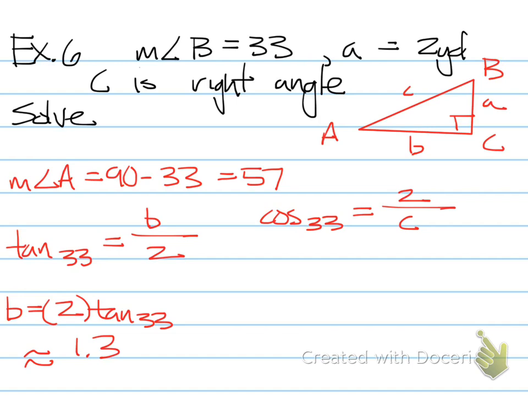All right, so cosine of angle B equals the adjacent side, which is 2, over the hypotenuse, which is c. So we want to flip-flop the c and cosine of 33. And c is going to equal 2 divided by the cosine of 33, which is approximately 2.4.